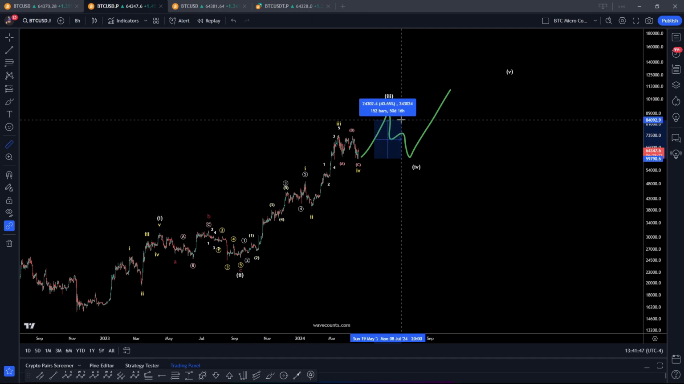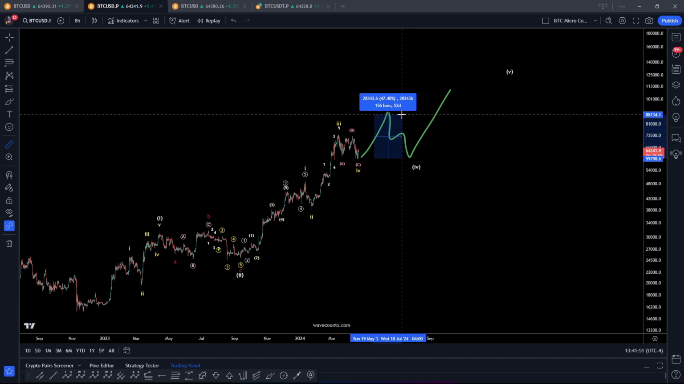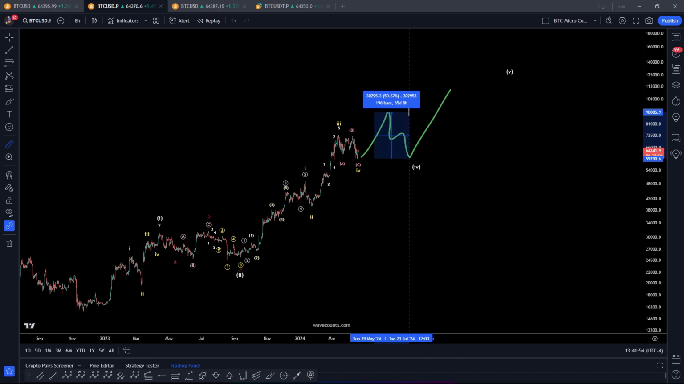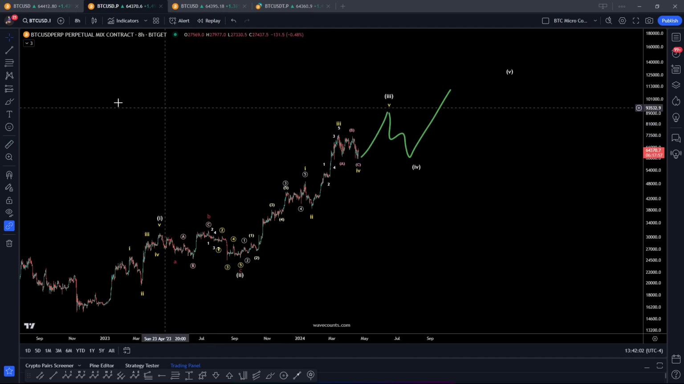Okay, I don't know where it is. Maybe it's here, maybe it's here, maybe it's here. I don't know. But for sake of conversation, we'll say it ends there. That'd be a 50% move. Okay, that's a good chunk of cheddar you could make just trading that.